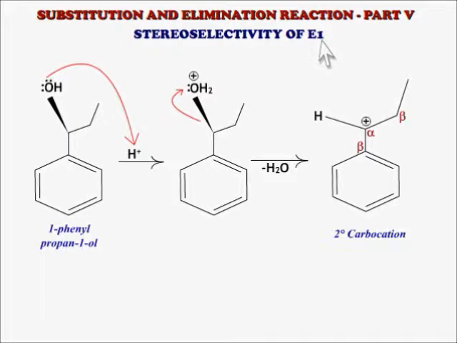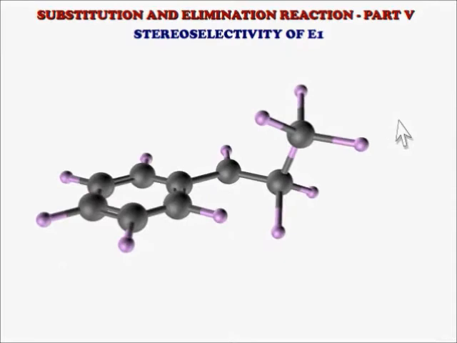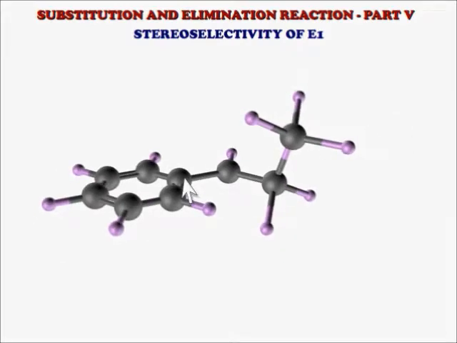Stereoselectivity of E1. The best example is perhaps the elimination of 1-phenyl propan-1-ol under acidic conditions. First, the OH group is attacked by a proton and turned into a good leaving group. Then the carbocation is formed. This is the alpha carbon, and there are 2 beta carbons which are directly attached to the alpha carbon. This beta carbon has no hydrogen attached to it, and this beta carbon has 2 hydrogen atoms attached to it. The carbon-carbon bond is free to rotate.